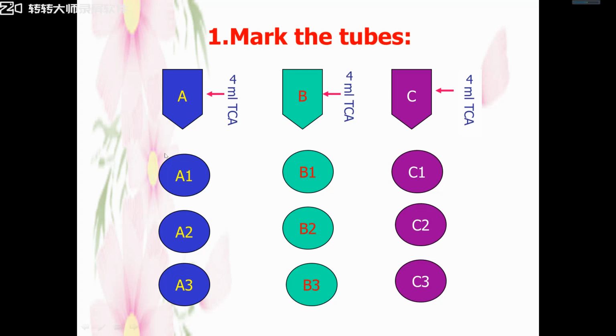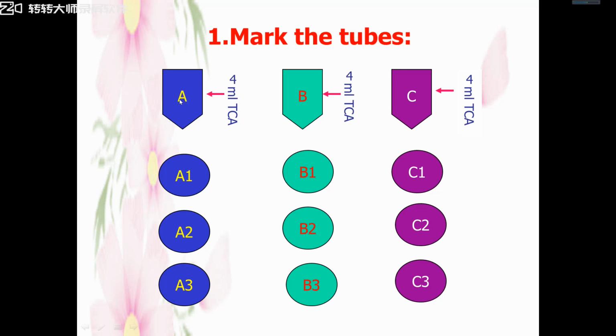And then you also need to take 9 small tubes, and divide these 9 small tubes into 3 groups: A group, B group, and C group. Use your marker pen to mark them A1, A2, A3, B1, B2, B3, and C1, C2, C3. These 9 tubes we will use later. And just now we finished the first step.